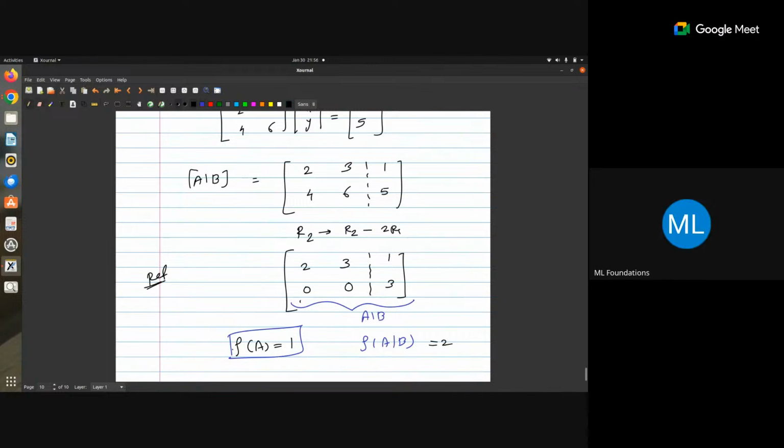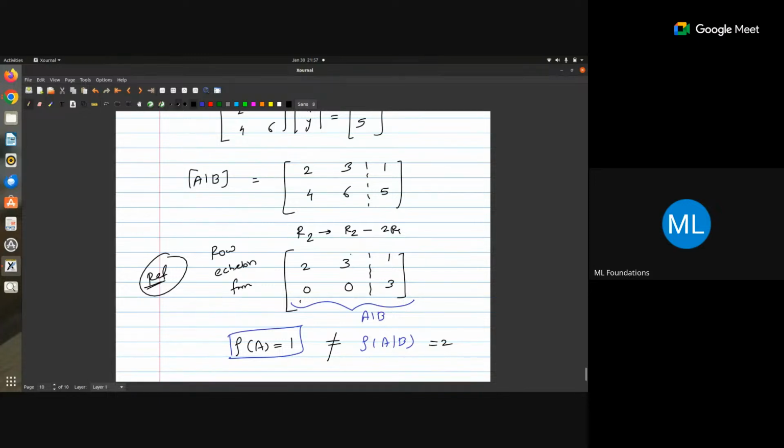Equal to 2. So can you tell me whether the rank of A is equal to the rank of A augmented B here? The rank of A is the number of non-zero rows, which is 1. And in A augmented B, we have 2 non-zero rows in row echelon form. So what does that mean? This system of linear equations is not solvable.